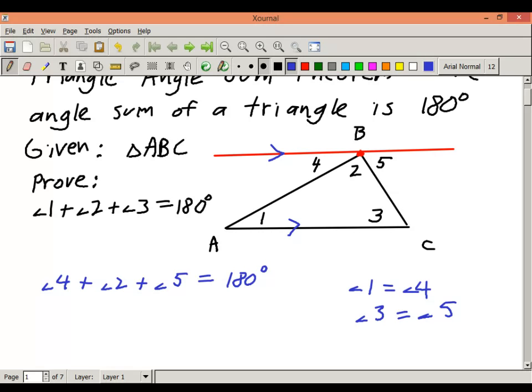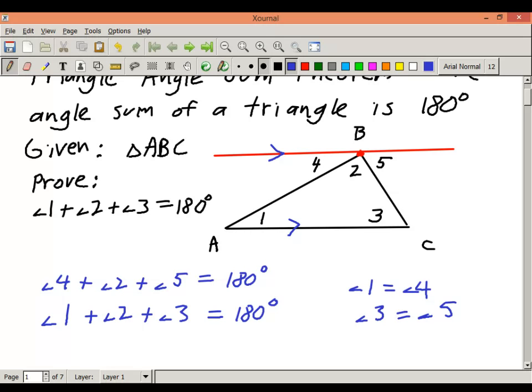So if I take my original statement here in blue ink and I replace angle 4 with angle 1, and I replace angle 5 with angle 3, I have angle 1 plus angle 2 plus angle 3 is 180 degrees, so that proves that the angle sum of that triangle equals 180 degrees.